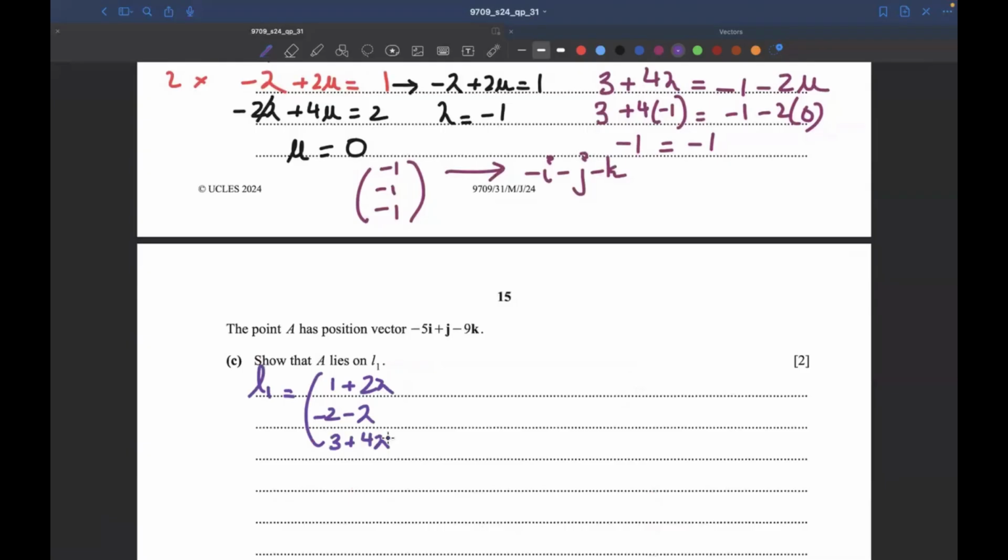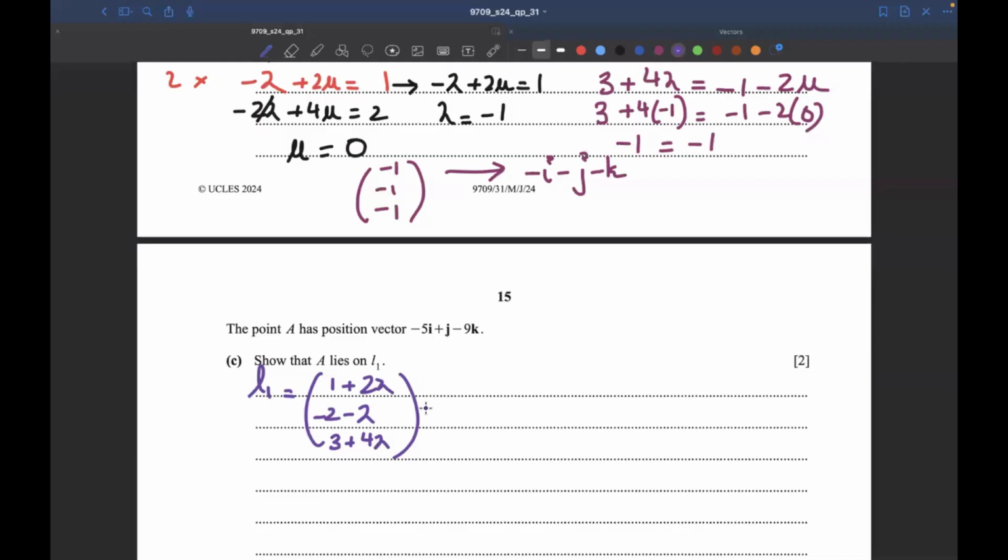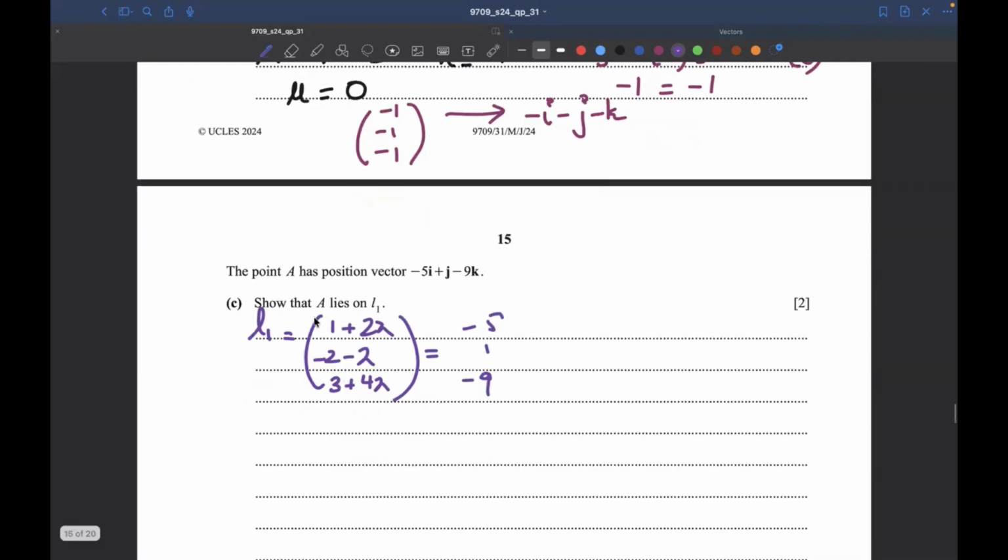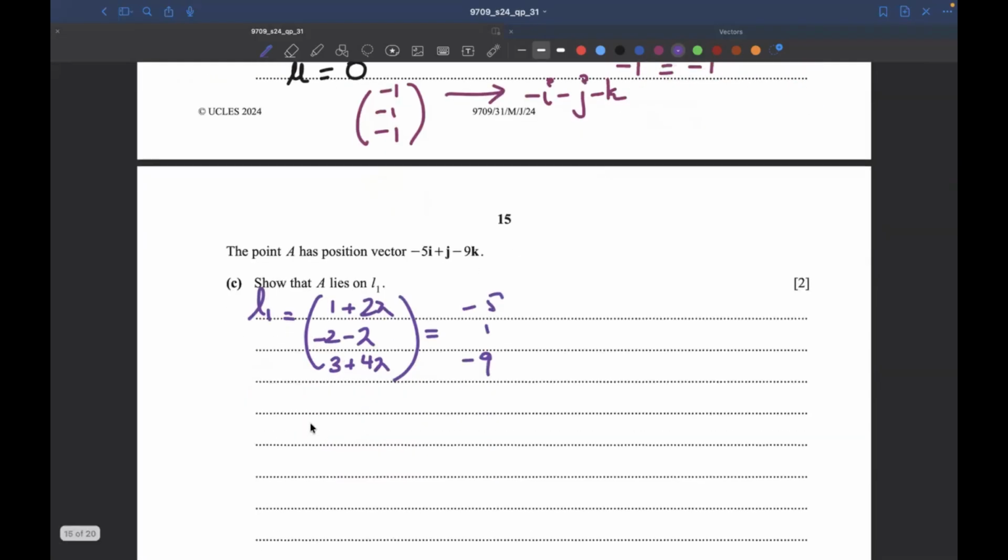If any point lies on any line, we can just substitute it into the equation and put it equal to the equation. So we can write this as minus 5, 1, and minus 9. Now finding the value of lambda, we get 1 plus 2 lambda equals minus 5. So 2 lambda would be equal to minus 6, and lambda would be equal to minus 3.